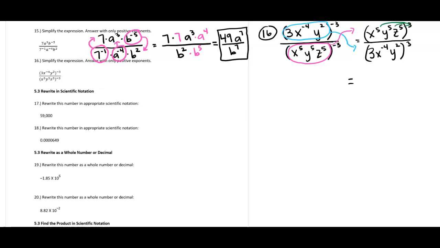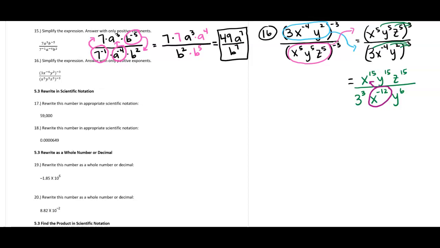So I'll have x to the 15th, y to the 15th, z to the 15th. And then on the bottom, remember again, I'm still distributing that power of 3 to everybody. So 3 to the 3rd power, x to the -12th power, and y to the 6th power. Now I've got something that's negative, so that x is unhappy down there and wants to go upstairs. I'm going to move it upstairs.